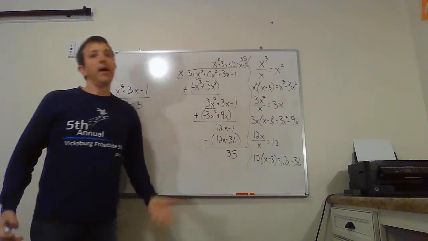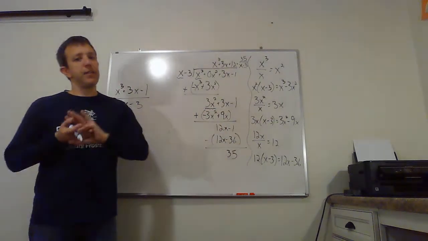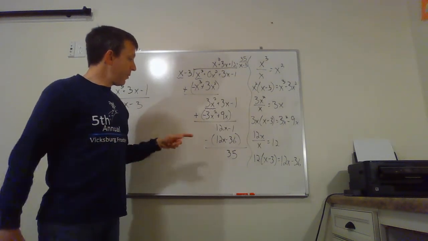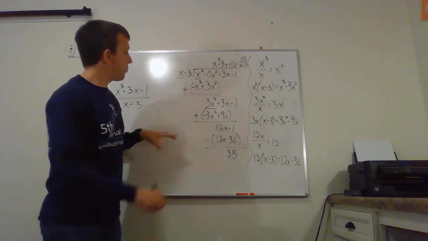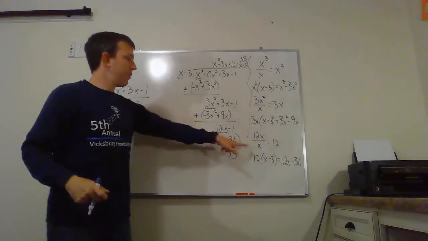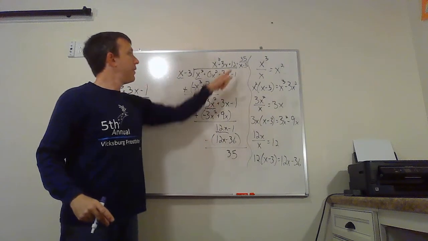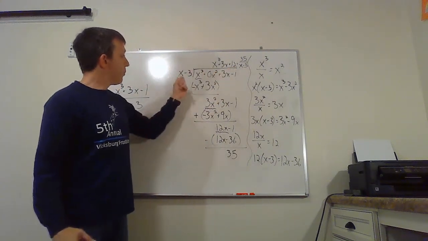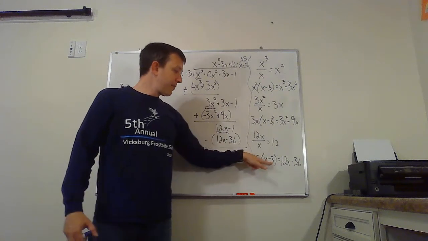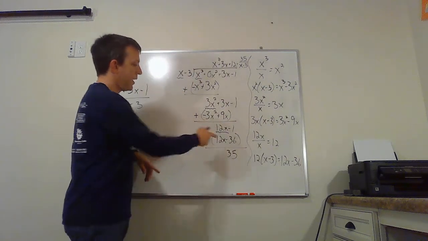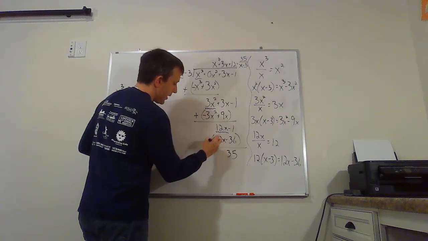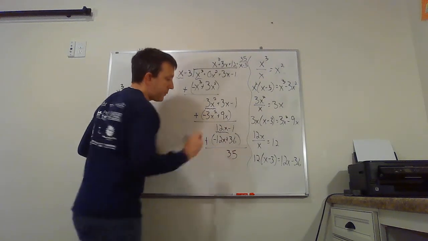Down comes the 1. I can keep going as long as I can do the division and it comes out nice. I'm going to keep going. So now I take the 12x and divide it by x. 12x divided by x is just 12. 12 goes up top. I multiply by the x minus 3. 12 times x is 12x. 12 times minus 3 is a minus 36. And I subtract one more time. This time I change the signs again, but I'm left with 35.